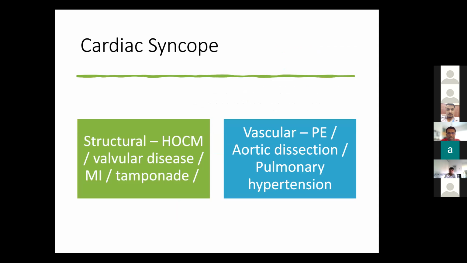Structural causes can be hypertrophic cardiomyopathy, valvular disease, MI, tamponade, and vascular reasons. Again, great vessel disease could be massive dissection or pulmonary hypertension. So, any structural reasons involving the great vessels or the heart itself.